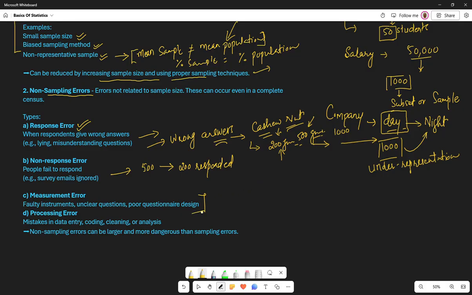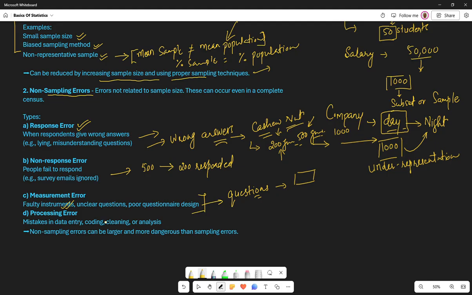Third could be measurement error, right? So measurement error could be like my questions are not correct enough to measure what I want to, right? So questionnaire design could be a question, right? And if it is about instruments and all, maybe length, breadth of something, maybe the product design, product size that I'm taking, the instrument itself could be faulty, right?